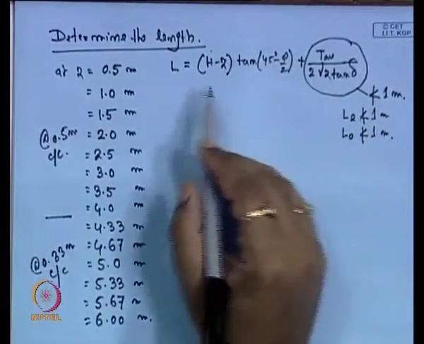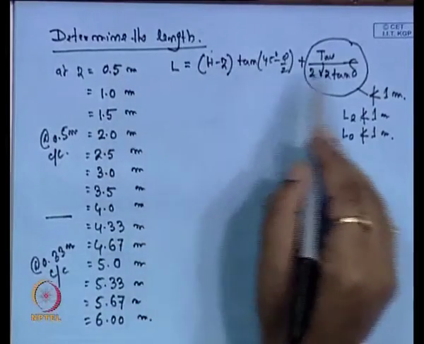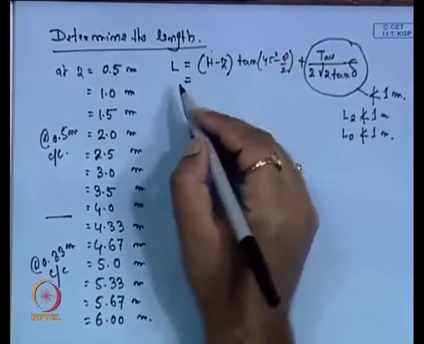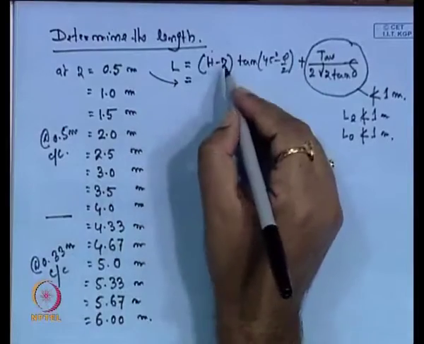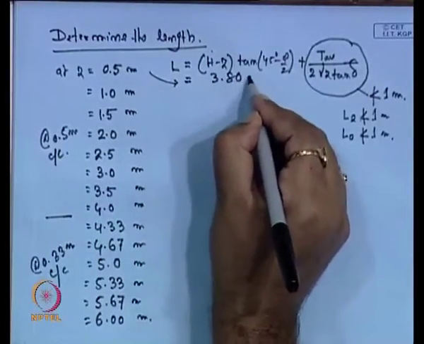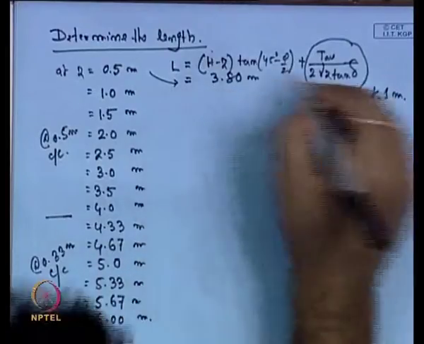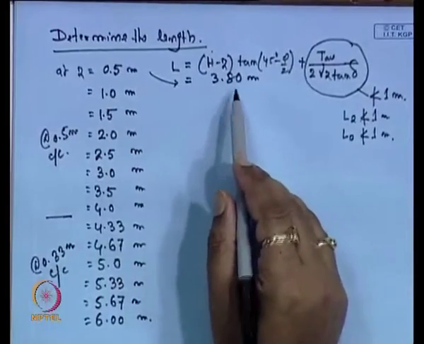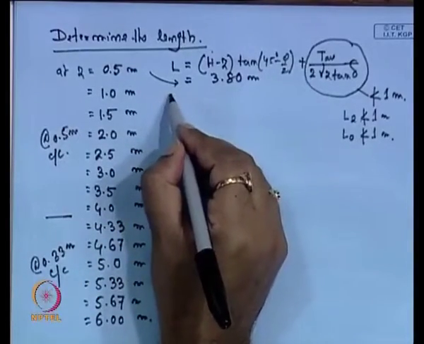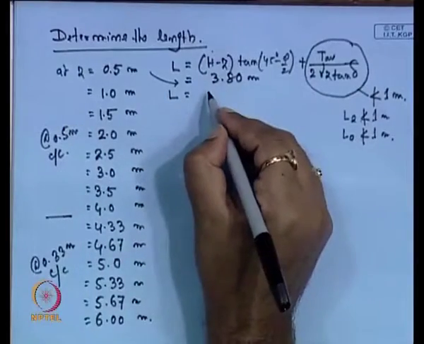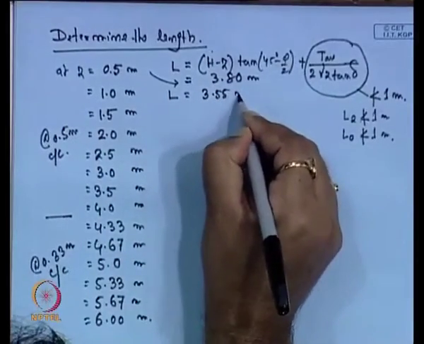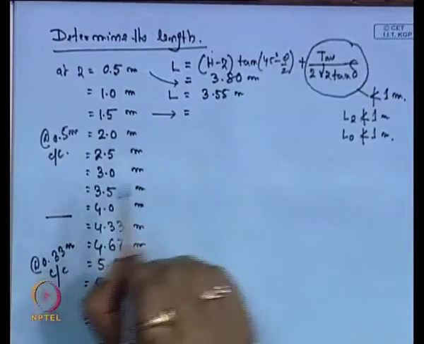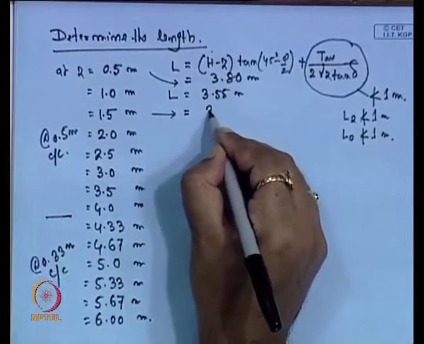So, now here if we put z equal to 0.5, then ultimately the required length at 0.5 meter depth is 3.80 meter. So, by putting this value in this expression, at 0.5 meter depth required L is 3.8 meter. Similarly, at 1 meter required L is 3.55 meter. At 1.5 meter required length is 3.3 meter.